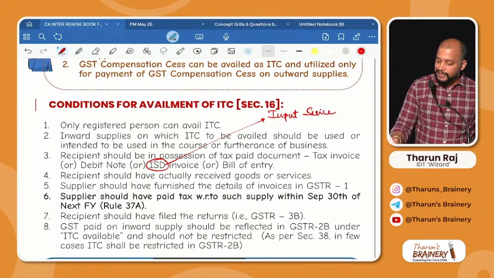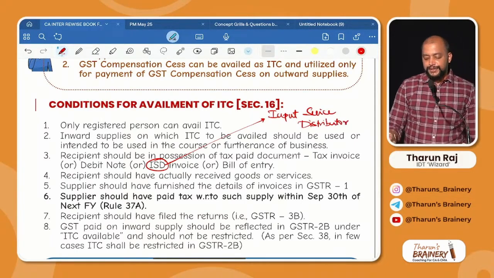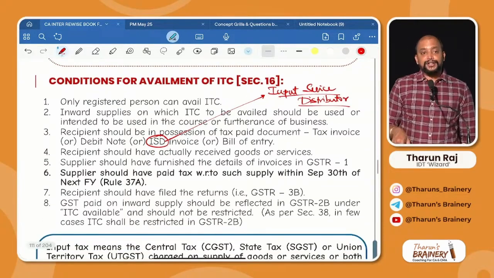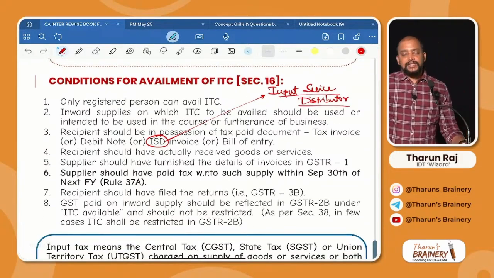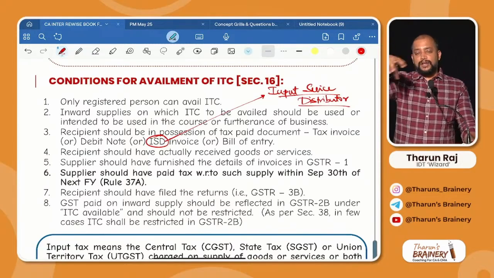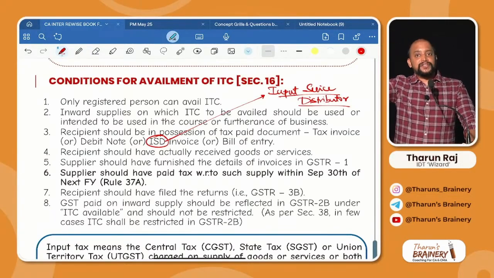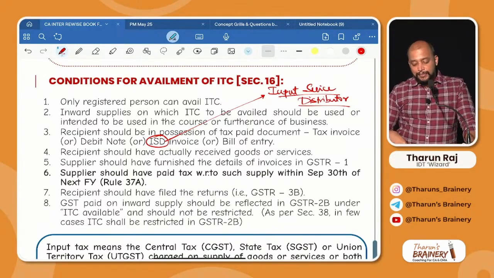Input service distributor. Who is an input service distributor? Head office will be distributing the credit to the branch office. There is a head office, and under the head office there will be a lot of branch offices, and we raise the invoice to the head office. That head office will take the credit and distribute the credit to the branch office. That is also one of the tax paid documents on which ITC can be availed.